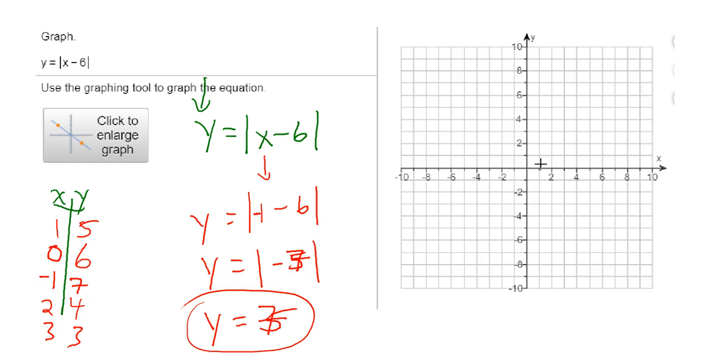And if you plot all of these points, 1, 5, 0, 6, negative 1, 7, 2, 4, 3, 3, you might be surprised to see the pattern is a straight line. And so you might say, oh, I guess that's my graph. It's a line again. But that shouldn't be the case. This absolute value should have some kind of effect on the graph to make the shape of the graph a different pattern than just a straight line, right?